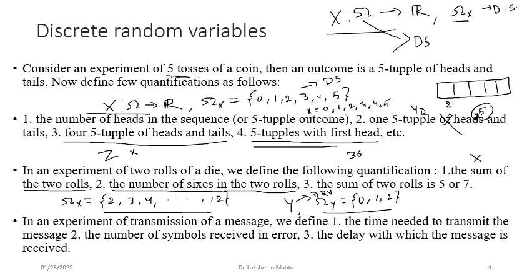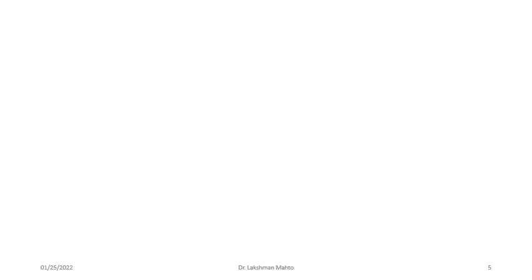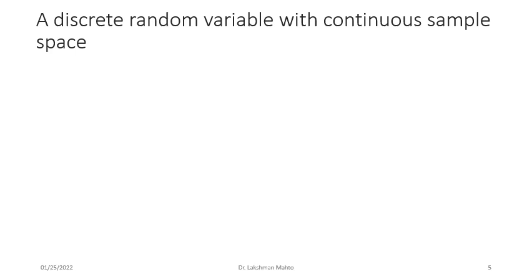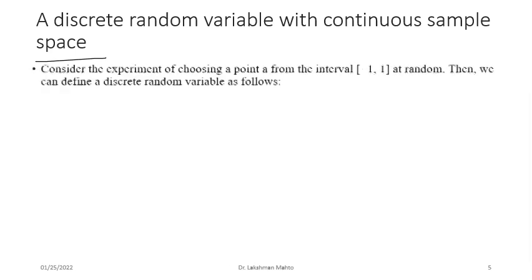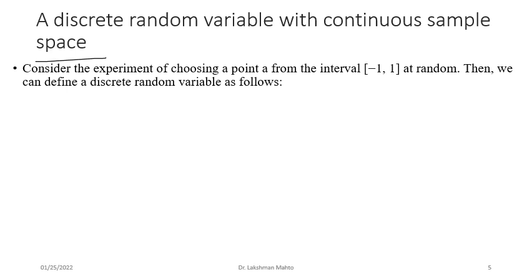So there are various other examples I have taken here. I am taking a few more examples of discrete random variables where the sample space is continuous in nature, and despite that, we smartly define the variable using a bifurcation, some kind of trichotomy principle, or some other principle. One situation is like this: consider an experiment of selecting a number from the interval minus 1 to 1 at random.